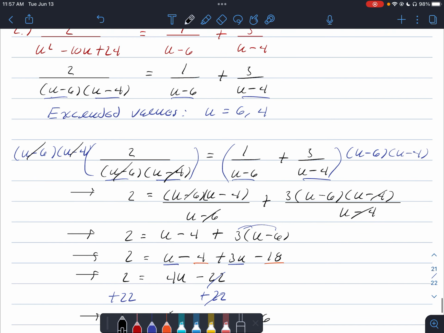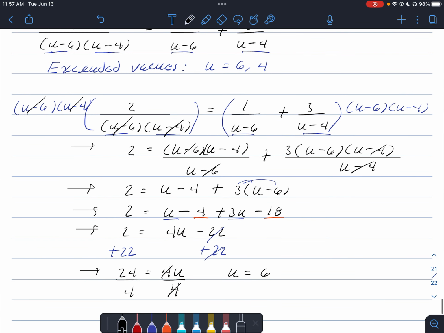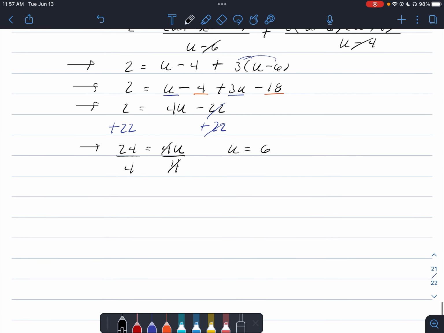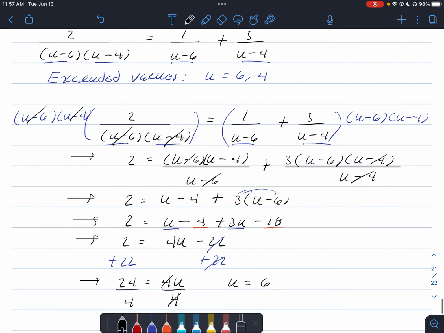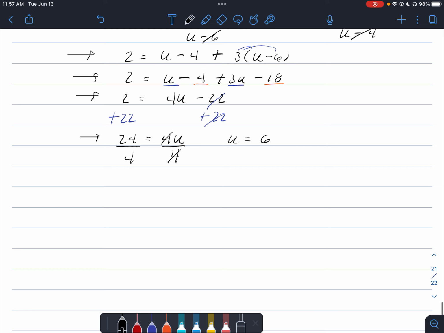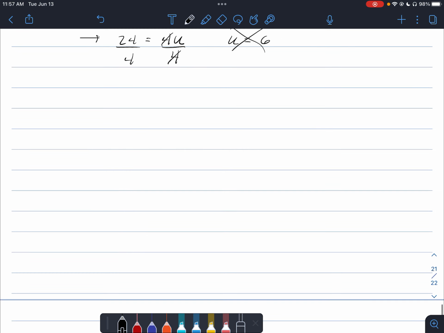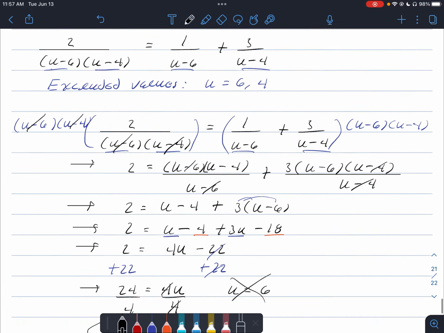Let's hang on a second. We said that one of our excluded values was 6, and the only valid solution when we work it out, at least, appears to be 6. But since 6 was an excluded value, that means this is not a solution, and there is actually no solution to this equation. So there we go.